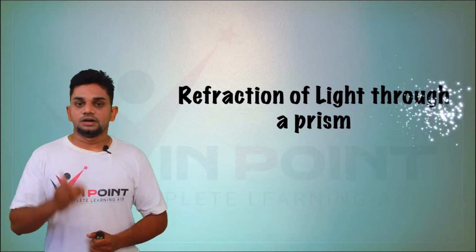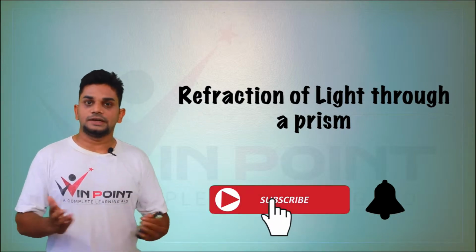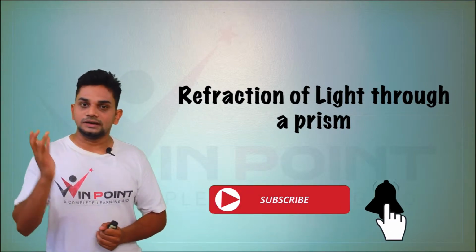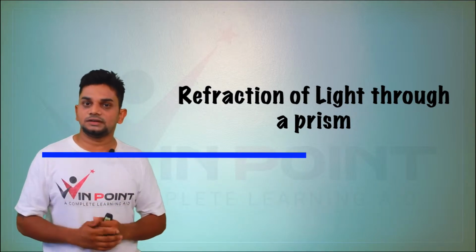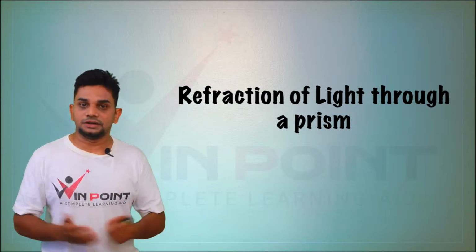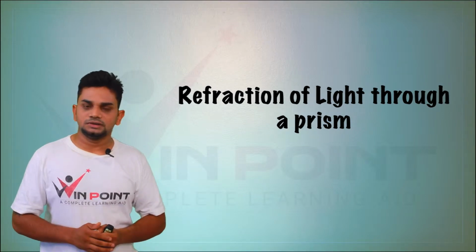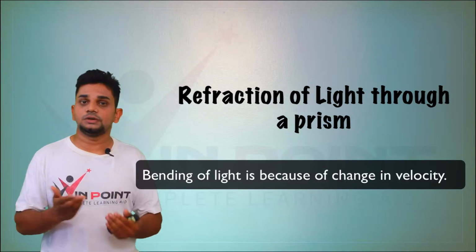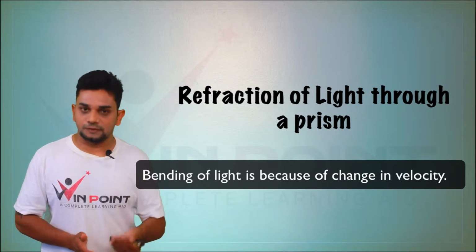Let's start the discussion. Refraction of light through a prism. What do you mean by the term refraction? We know that light travels in a straight line. In some cases, light can bend and travel in a deviated direction. When light is traveling from one medium to another medium, the light will bend. The velocity of light will decrease, and because of the decrease in velocity, there will be refraction.